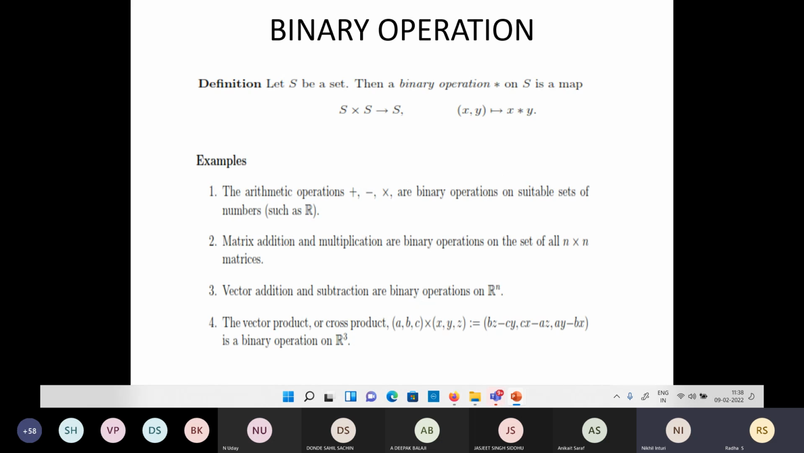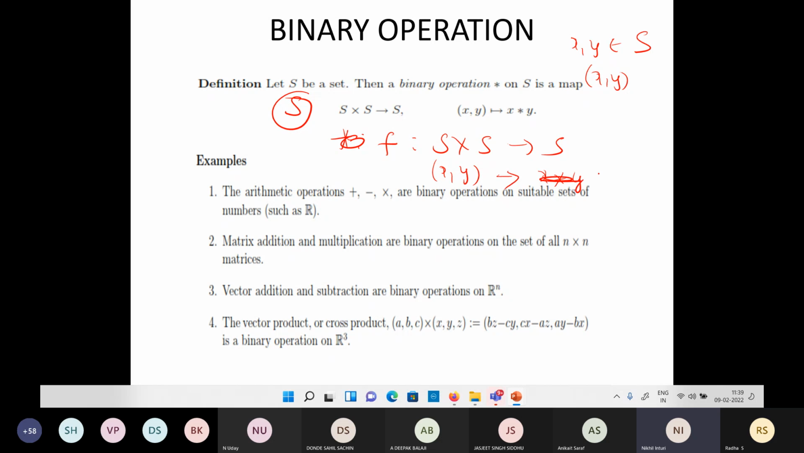What do you mean by a binary operation? Suppose S is a set. A binary operation is a mapping, a function from S cross S to S. That means I take 2 elements of the set, x comma y. X comma y will come from S cross S, since x and y are from S. If I take any x comma y, then it will go to some x star y or some f of x comma y. To be more specific, suppose I take two elements from Z, 3 and 5.